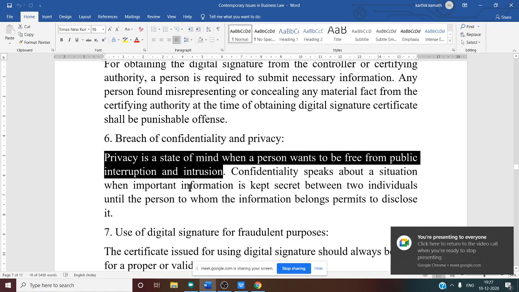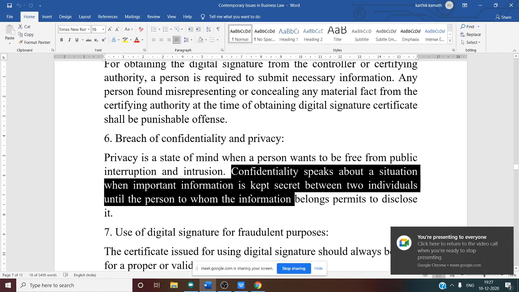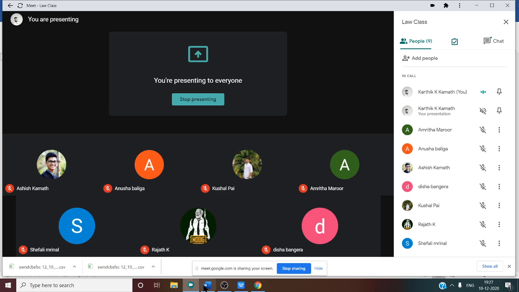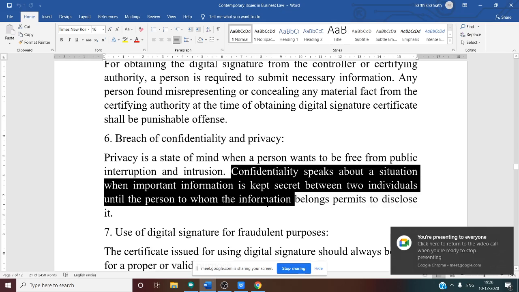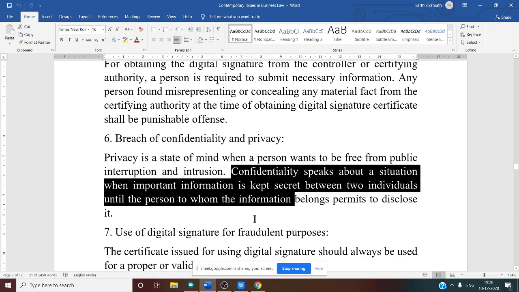When your privacy itself is hacked, or some intrusion is made into the privacy, in that case it becomes a cyber crime. Similarly, confidentiality speaks about a situation where you are keeping some information secret until the person who has given that information allows you to share it or say it publicly. That is the meaning of confidentiality. See, confidentiality speaks about a situation when important information is kept secret between two individuals until the person to whom the information belongs permits to disclose it.